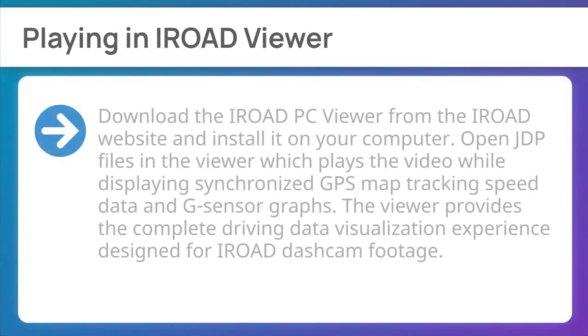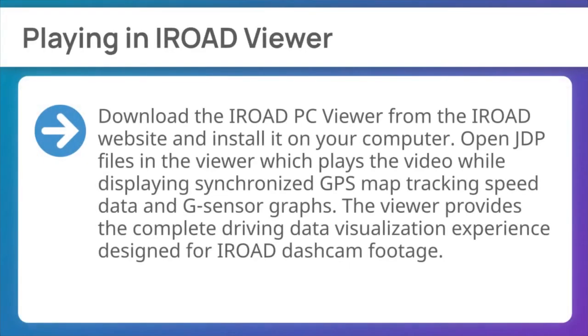First, playing in an iRoad viewer. Download the iRoad PC Viewer from the iRoad website and install it on your computer. Open JDP files in the viewer, which plays the video while displaying synchronized GPS map tracking, speed data, and G-sensor graphs. The viewer provides the complete driving data visualization experience designed for iRoad dashcam footage.